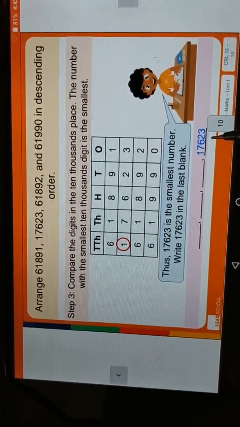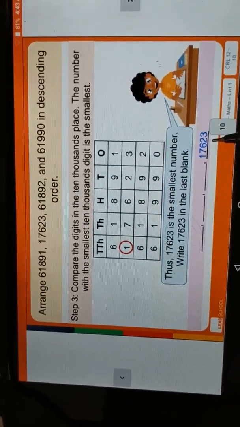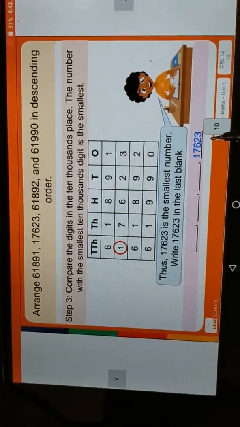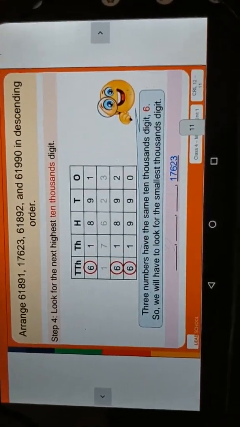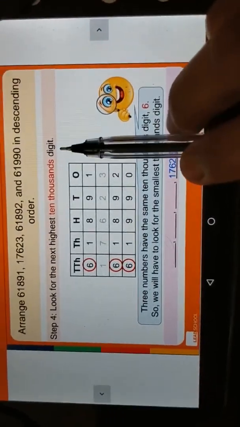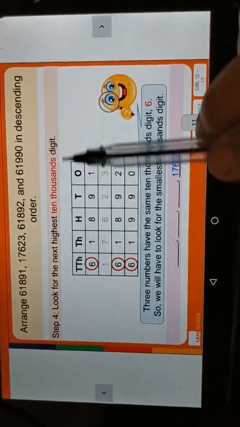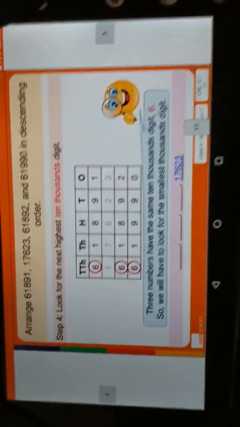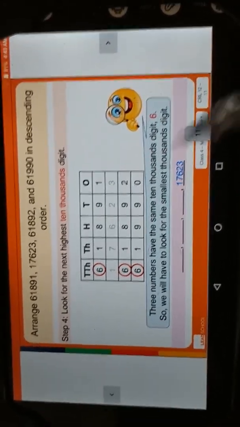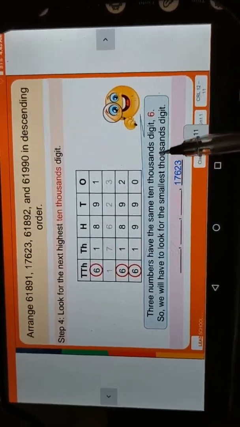17,623 we have to write in the last blank, the smallest digit number. Then look at the next highest, the 10,000 digits. The 3 numbers have the same 10,000 digit, 6.